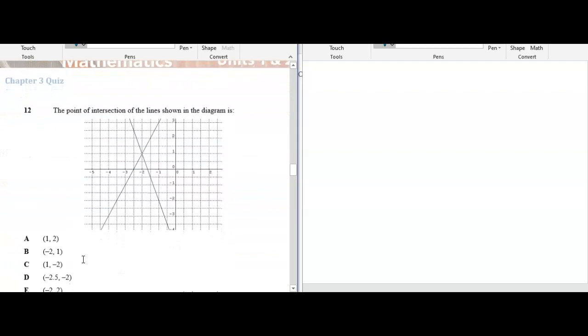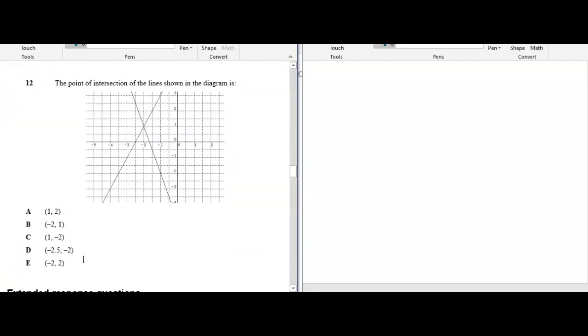All right, question 12, the point of intersection of the lines shown in the diagram. So we always do our x value first. So we'll go on the x-axis. So we're at -2. So you can see there's either B or E. And then we're at y equals 1. So your correct answer for that one is B.